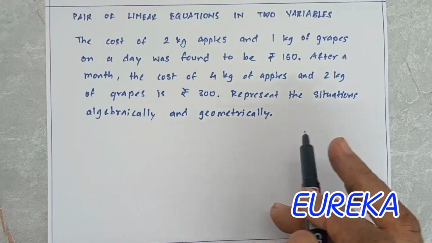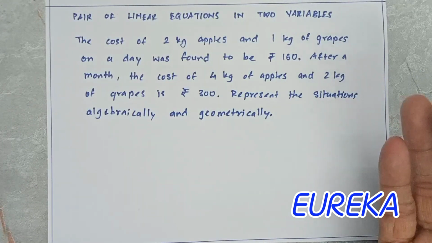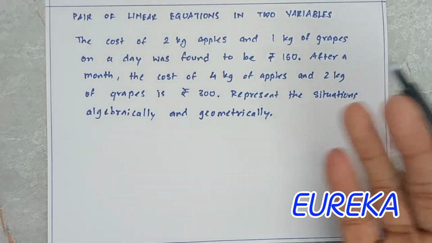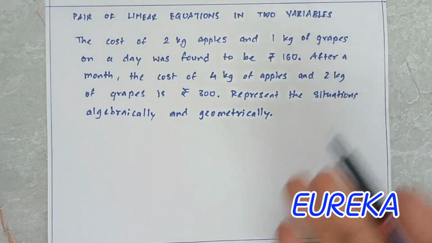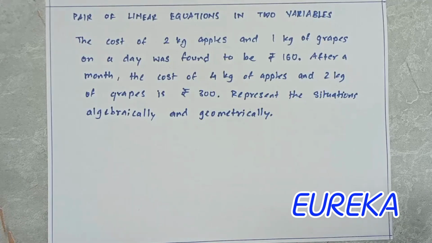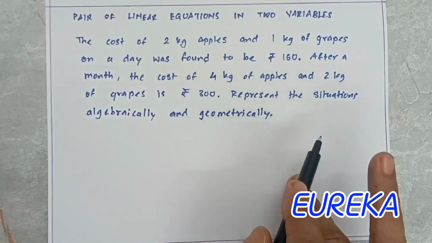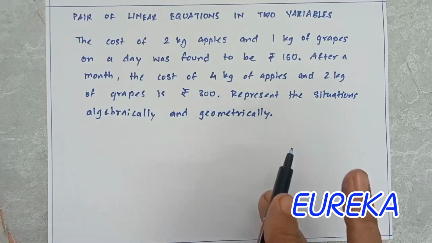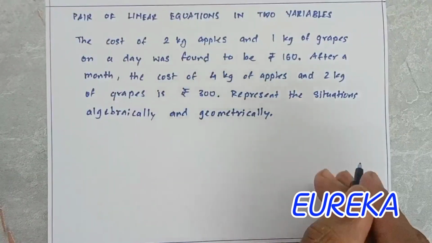If you remember, our grandparents used to say that earlier in 100 rupees we used to get a full basket of vegetables or fruits, and now with rupees 100 hardly a quarter of the basket gets filled. So that is the situation. Now we are trying to solve the situations graphically and algebraically. First we need to represent them in the form of linear equations, and then we have to find the solutions graphically, whether we will get a solution or not.